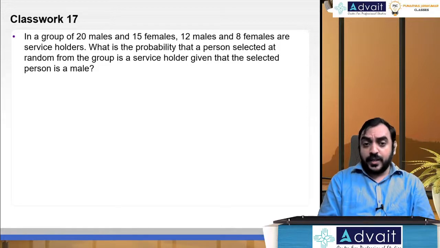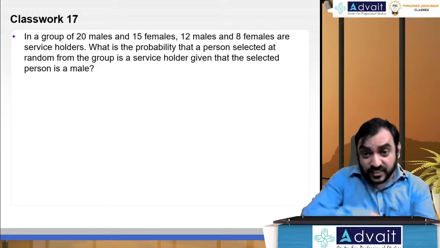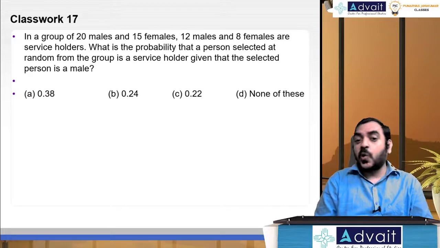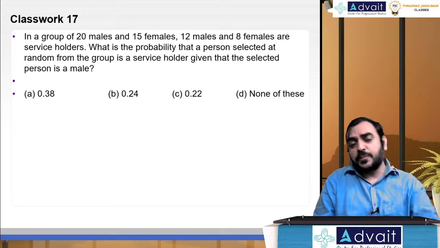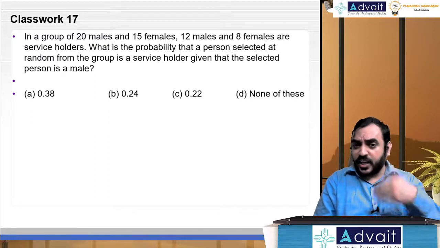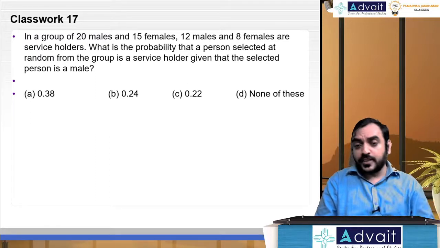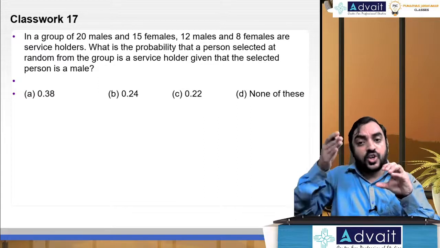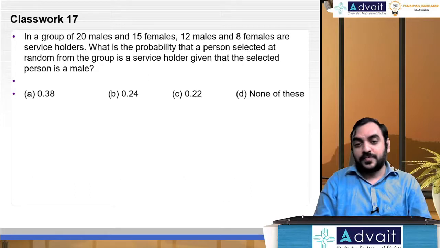In a group of 20 males and 15 females, 12 males and 8 females are service holders. What is the probability that the person selected at random from the group is a service holder, given that the selected person is a male? Given that one event has already occurred, do you know what concept we have solved? I will tell you without using the formula, but still, can you recollect? What is the probability of one event given that another event has already happened? What is that concept?